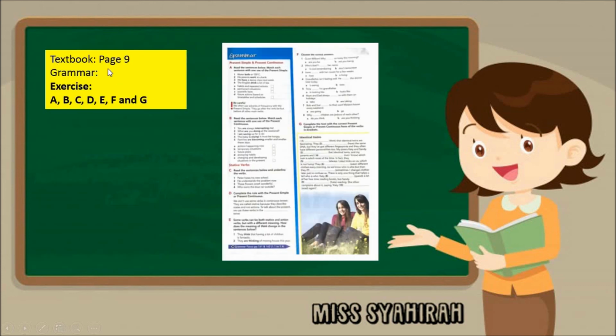Okay, your task, turn to page 9. Do exercise, do all. Okay, A, B, C, D, E, F, and G. If you have any problems, you can ask me. That's all. Thank you.